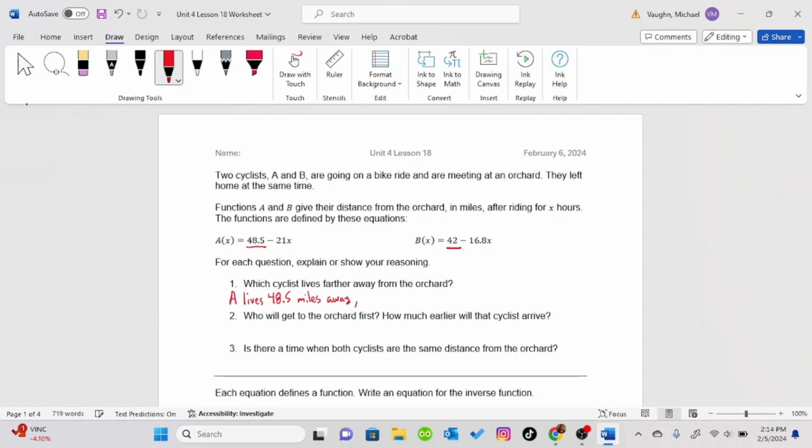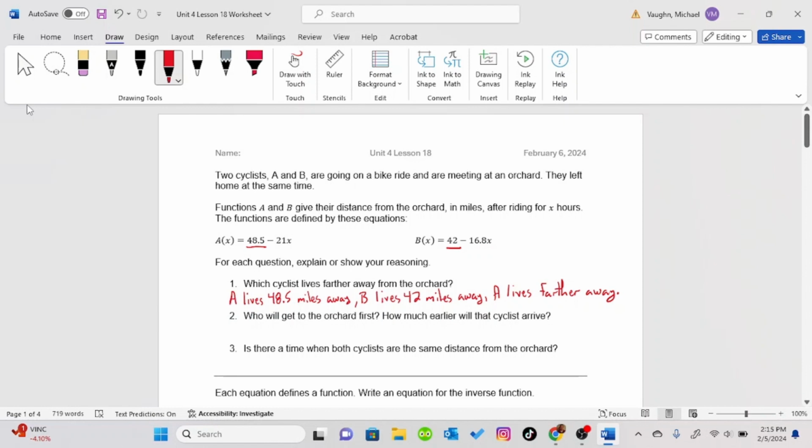For B, that y-intercept is 42. So B lives 42 miles away. That means A lives farther away.